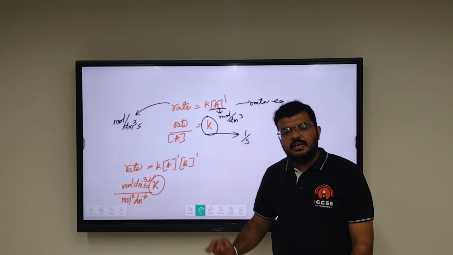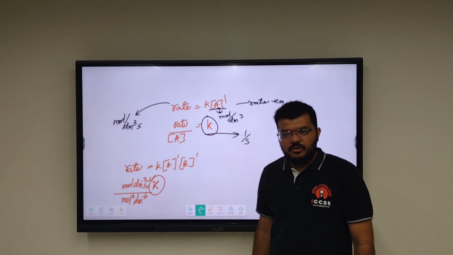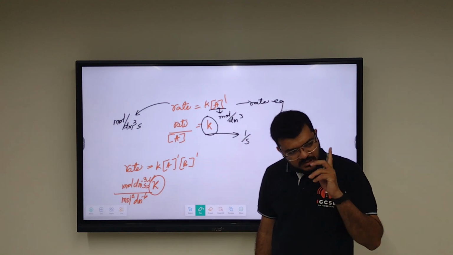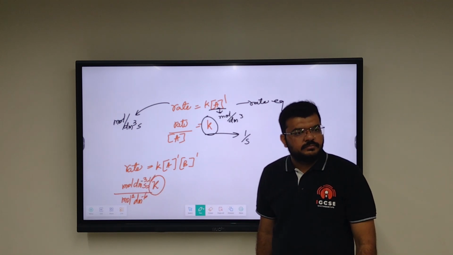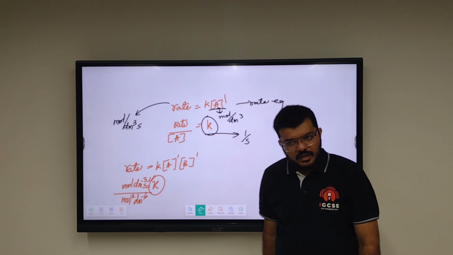These units are important. If they give 2 marks, 1 mark is only for the unit, right? So you should be able to find out the unit every time. Make sense? Yes.